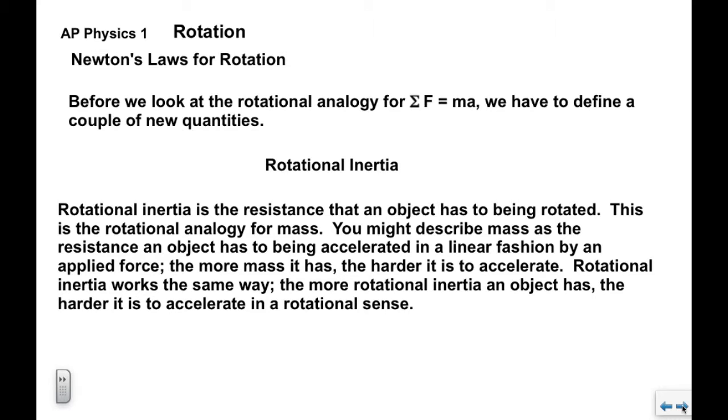The rotational analogy for mass: you might describe mass as the resistance that an object has to being accelerated in a linear fashion by an applied force. The more mass it has, the harder it is to accelerate. A better term for mass would be linear inertia. Rotational inertia works in the same way. The more rotational inertia an object has, the harder it is to make it accelerate in a rotational sense. So rotational inertia means resistance to being rotated.